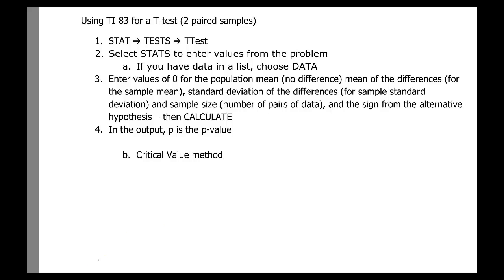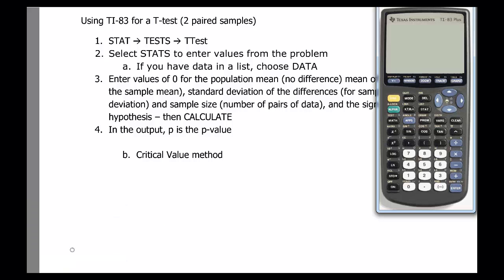Alright, so let's see how our calculator will do that same problem. In your stat menu under tests, we're going to use a TTest. So it is a 2-sample test, but remember we've calculated the differences and we're just doing a test on the list of differences and comparing that to 0. So it's just a standard t-test.